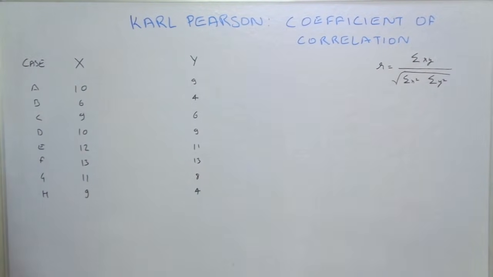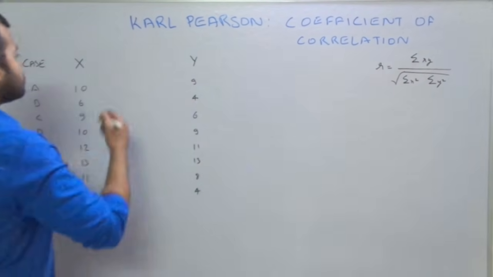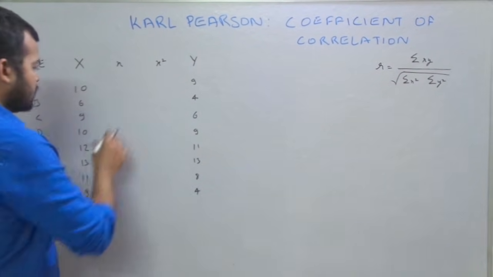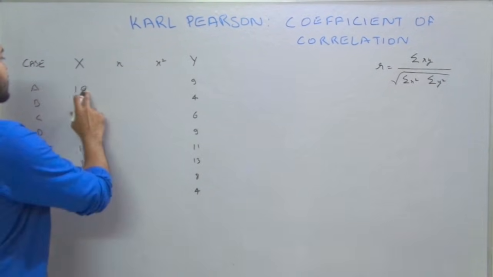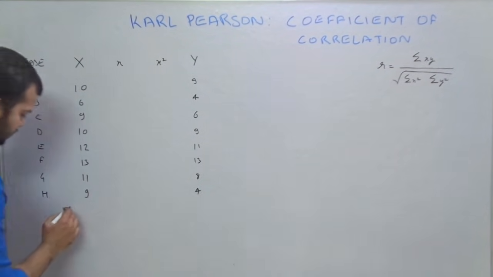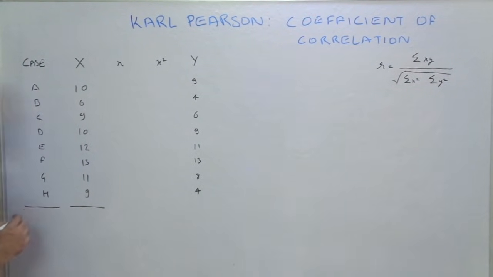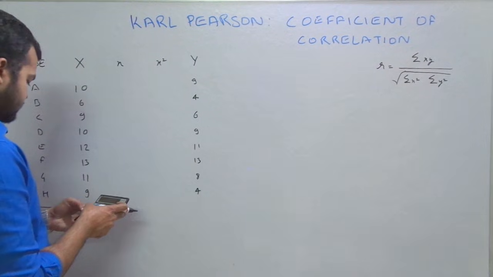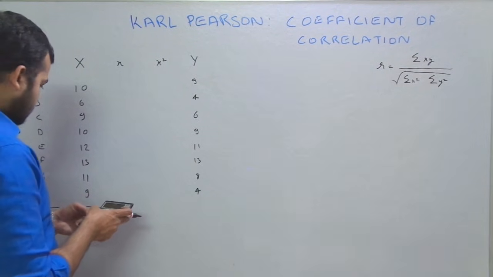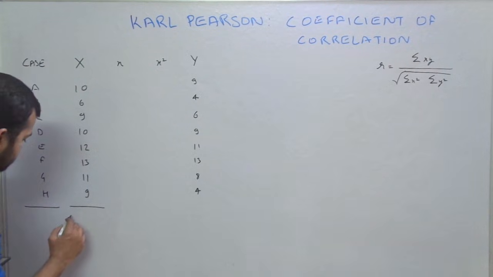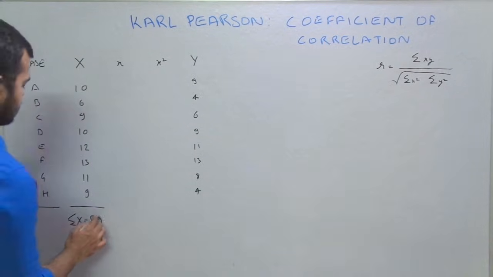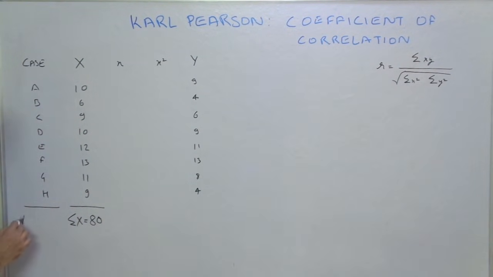Here we consider the most important thing. Now we have to calculate small x, then small x square. So these are the two steps. Here, x means we have to obtain the total of this column with the help of a calculator. So 10 plus 6 plus 9 plus 10 plus 12 plus 13 plus 11 and plus 9. So summation x is equal to 80. These are the cases, so it means n. So your n is 8.